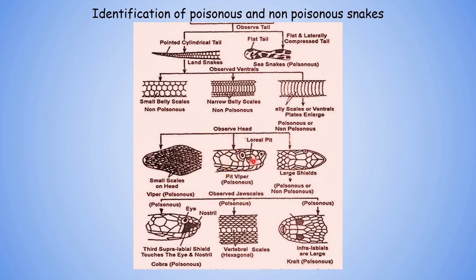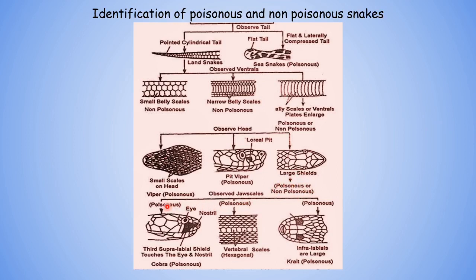Another feature of viper is a pit, which is seen at the lower part of the eye, anterior to the eye and posterior to the nostril. Below the eyes and below the nostril, you can see a pit or a hole which is called a loreal pit, and if that is present, that is also a feature of viper, which is the pit viper, which is also poisonous. If the head does not have these two features, and if the head has larger shields, not smaller scales, it can be a snake which is either poisonous or non-poisonous. We need to look at the other features.